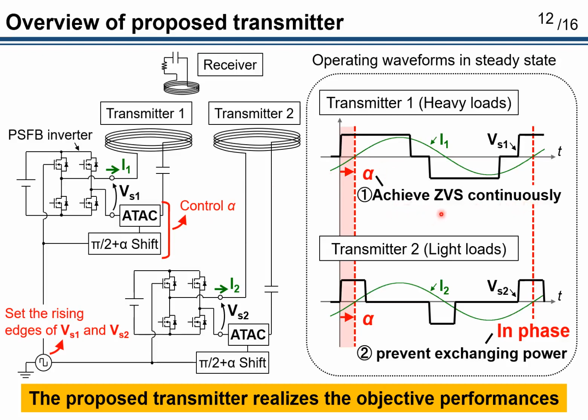In addition to this, by driving each inverter by the same signal, the rising edge of each inverter's output voltage is set to be identical. As a result, each current is controlled to be in phase, which prevents exchanging effective power between transmitters. Therefore, the proposed transmitter realizes the objective performance.